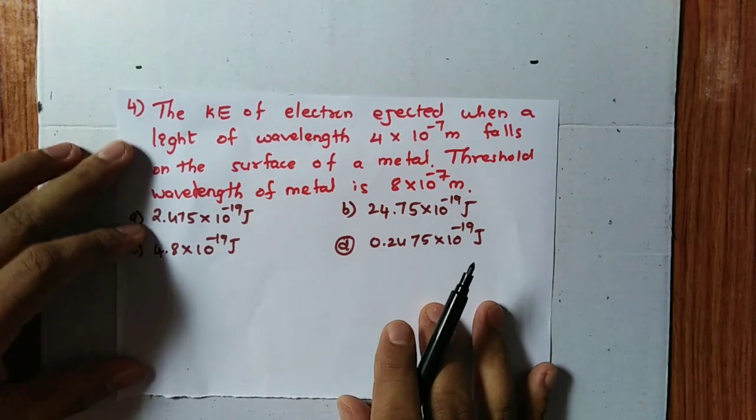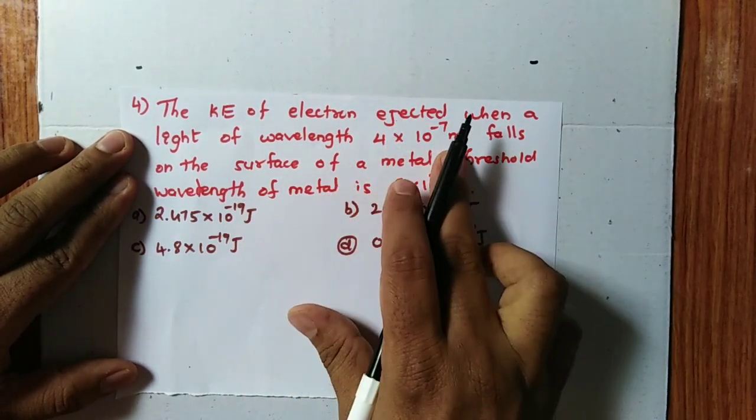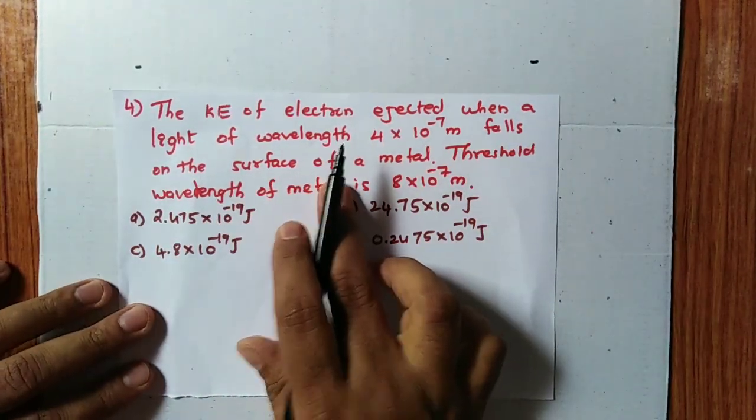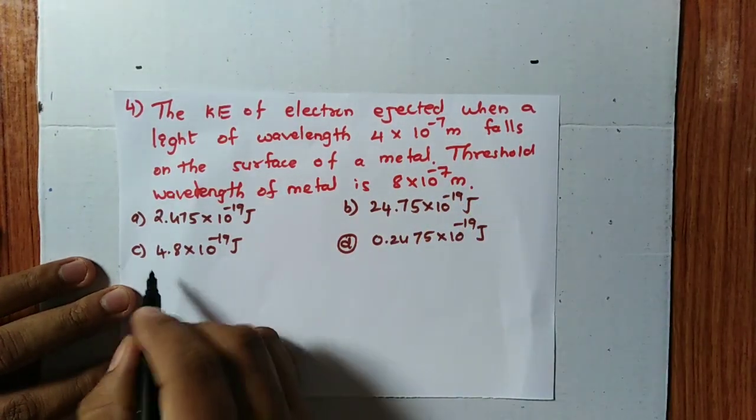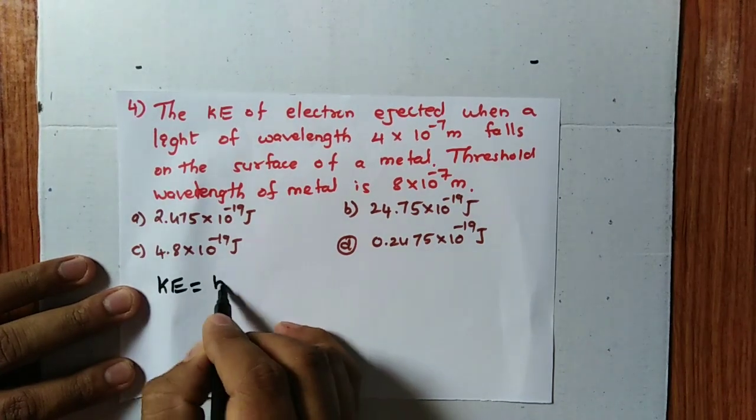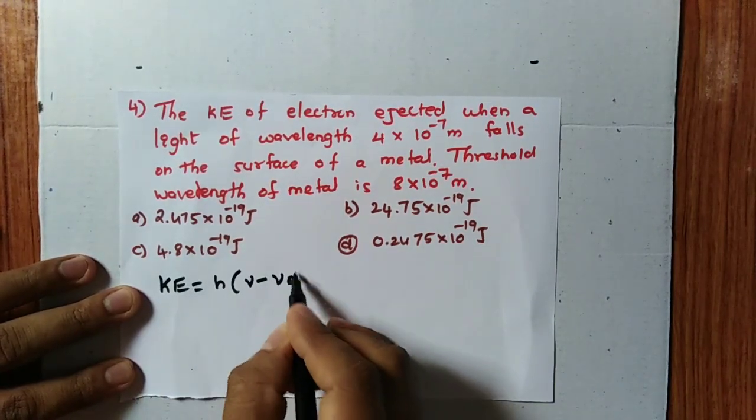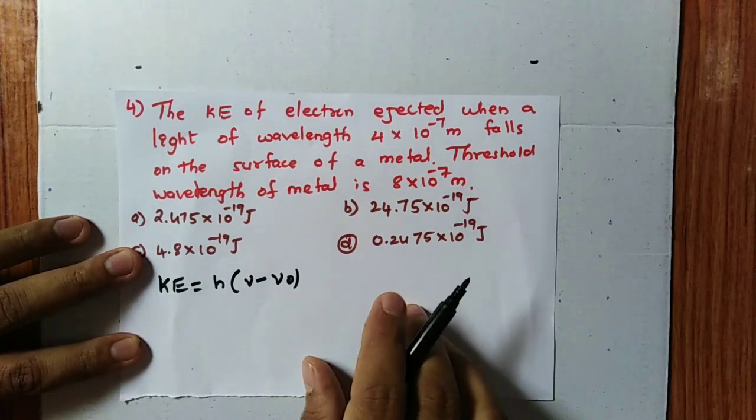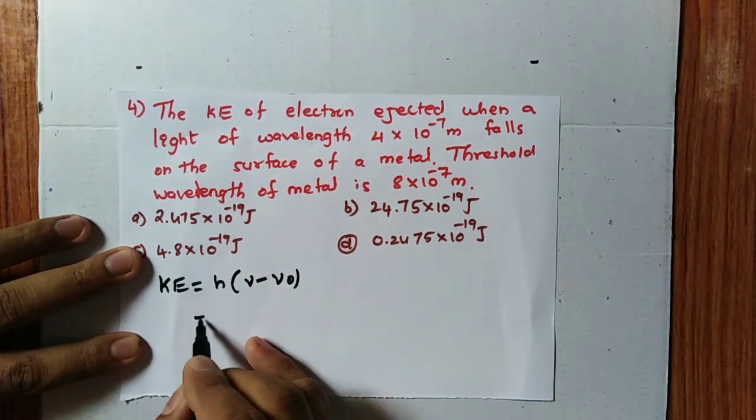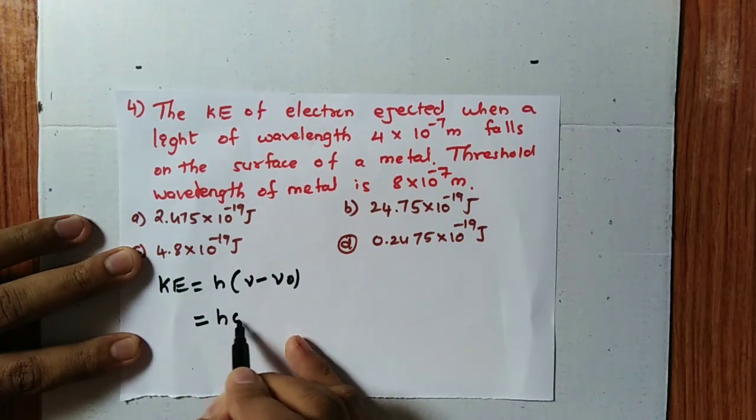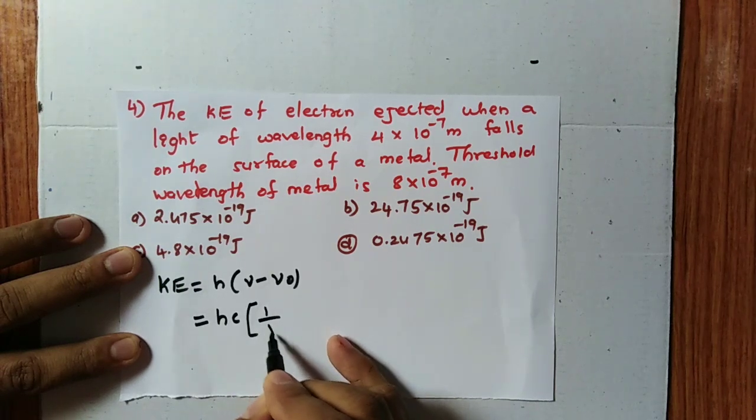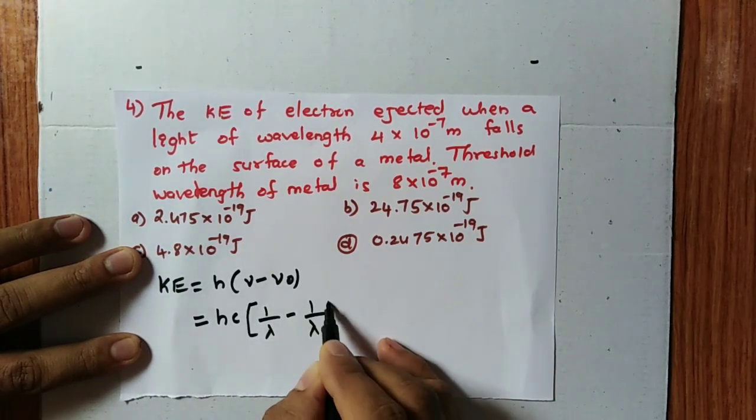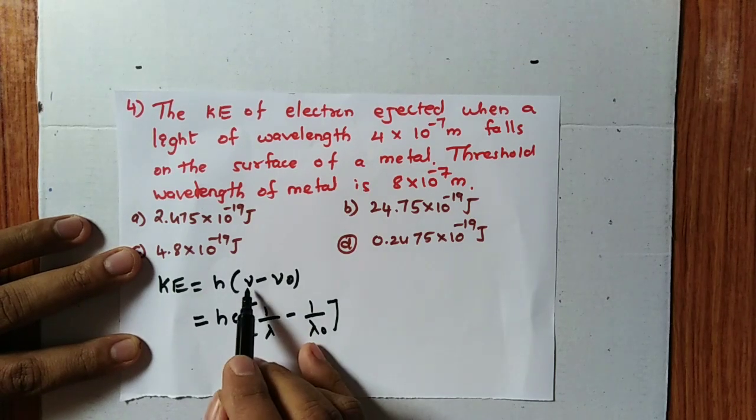Yes. Now the last question we will see. The kinetic energy of the electron when light of wavelength 4 into 10 to the power minus 7 falls on the surface of the metal. Threshold wavelength of the metal is 8 into 10 to the power minus 7. So they are asking the kinetic energy. Once again, kinetic energy is equal to h into nu minus nu naught. But wavelength is given, hence you convert that. For that I have given the formula, if you remember. Nu is equal to c by lambda.